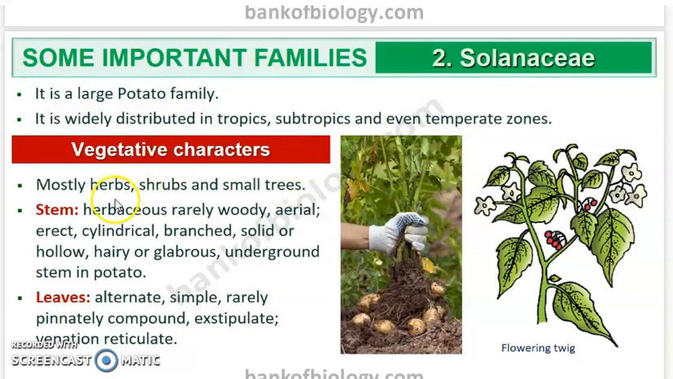So mostly these plants will be herbs, or they will be shrubs and small trees also, right? So mostly they will be herbs. Usually they will be herbs and shrubs, and only there are few trees which are formed from the Solanaceae family plants, and that too they will be small trees. They will not be growing like a very big tree. They will be small trees.